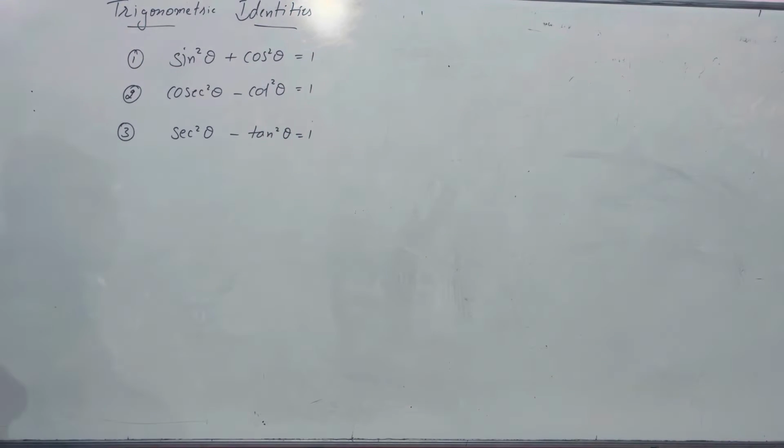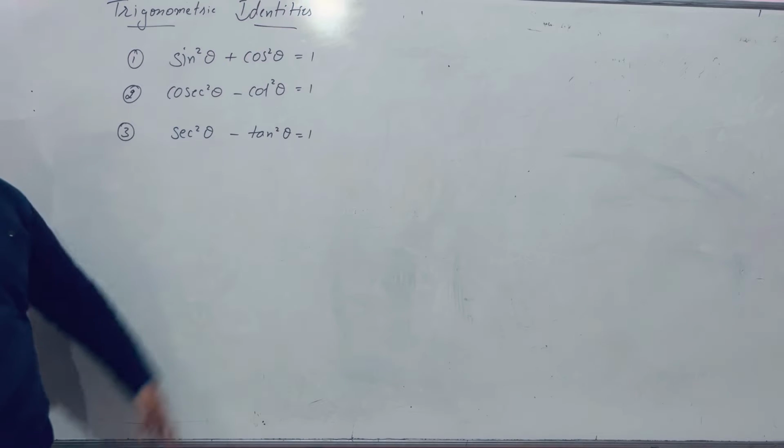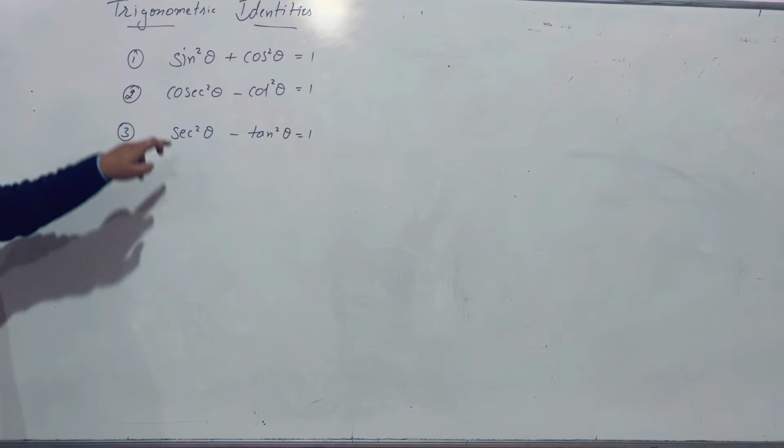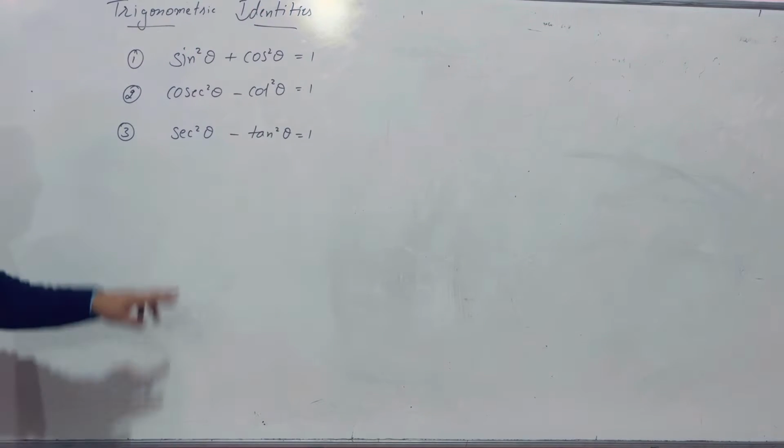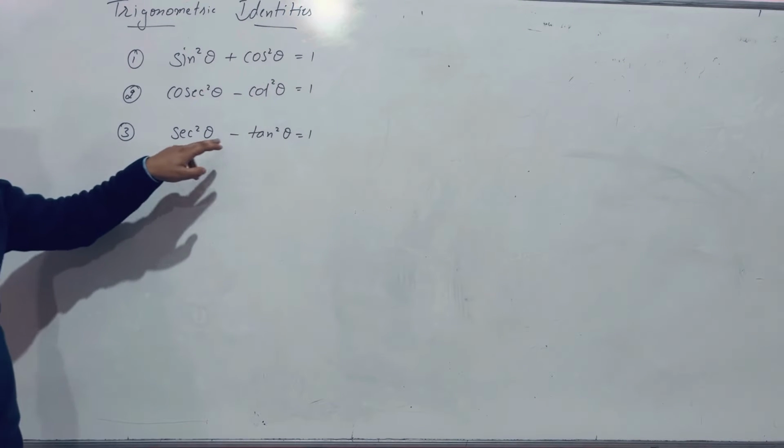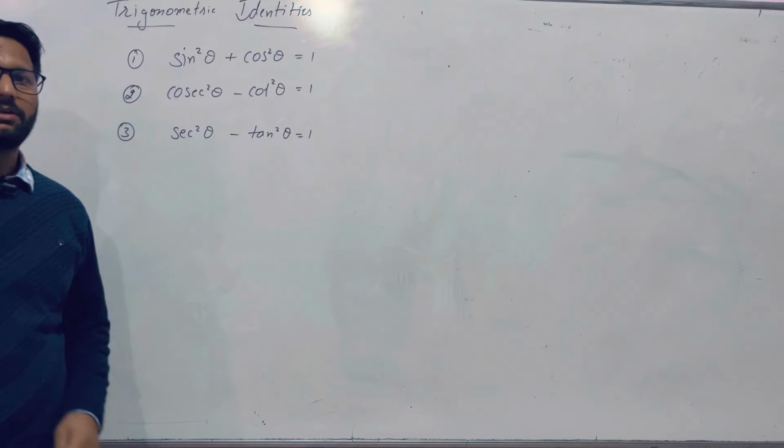These are the three identities. That is, the first one is sin square theta plus cos square theta is equal to 1. The second one is cosecant square theta minus cot square theta is equal to 1. The third one is secant square theta minus tan square theta is equal to 1.